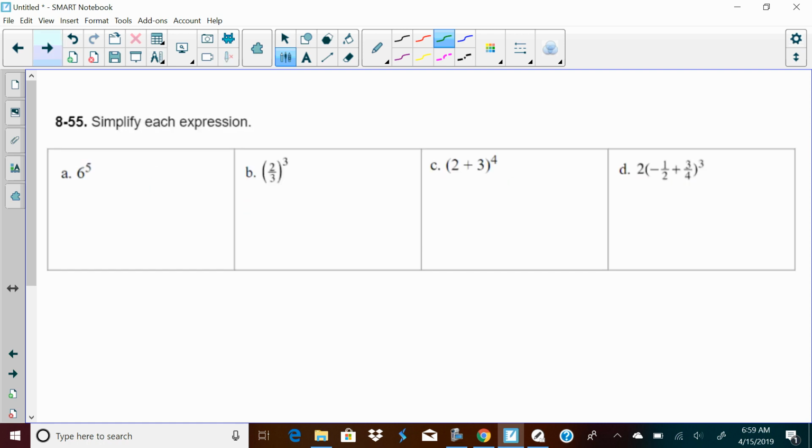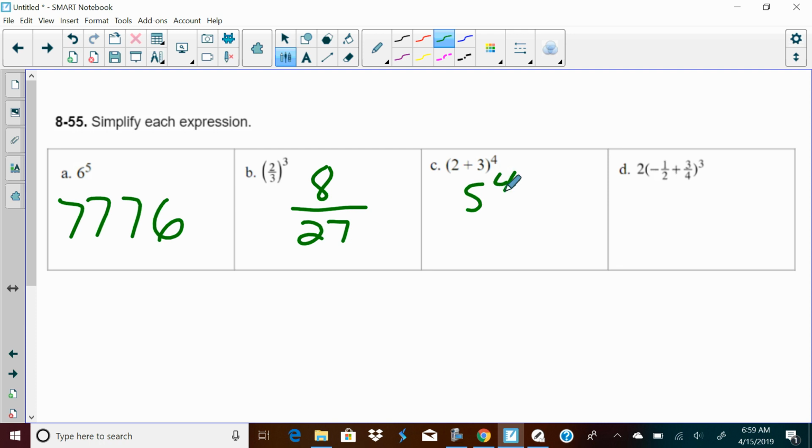Simplify each expression. So 6 to the 5th power, I'm just going to put in my calculator, is 7,776. 2/3 to the 3rd power, I'm actually going to leave it as a fraction. So I would do 2 to the 3rd power, which is 8, and 3 to the 3rd power, which is 27. So my answer would be 8 over 27. I have to do 5 to the 4th power because 2 plus 3 is 5. And it's 625.